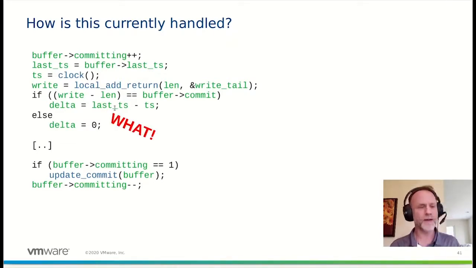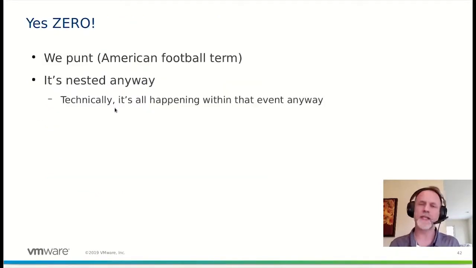Why? Well, good question. We set it to zero because we have nothing else to do. We're confused. We punt. It's an American football term, which means that you're at a point where you know you can't succeed where you are, but instead of doing nothing, you kick the ball as far away as possible, giving it to the other team, but way farther back. So hopefully you have a better chance. So basically it's just the best thing to do with the options you have.